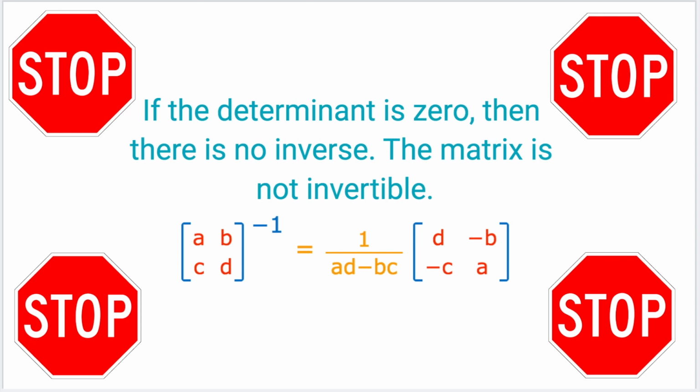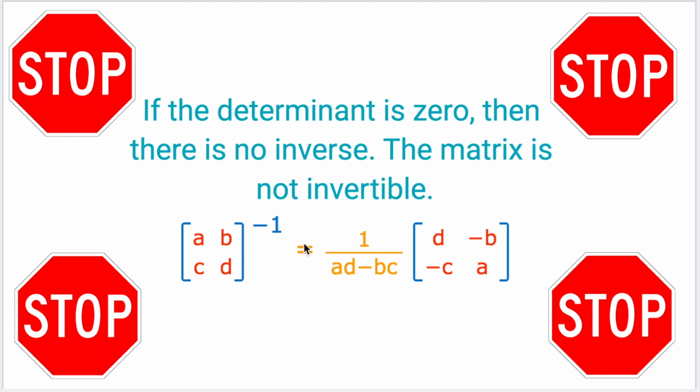Something to keep in mind when you're calculating the inverse of a matrix is to first of all determine if that matrix can have an inverse, if it's invertible. And we do this by checking the determinant. If the determinant is 0, then there's no inverse. The matrix is not invertible. You just stop the process there by only looking at the determinant. You don't need to go any further. But if the determinant is not 0, then you can go ahead and calculate the inverse.